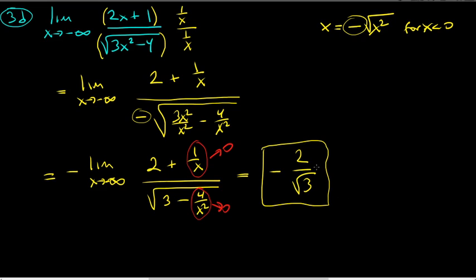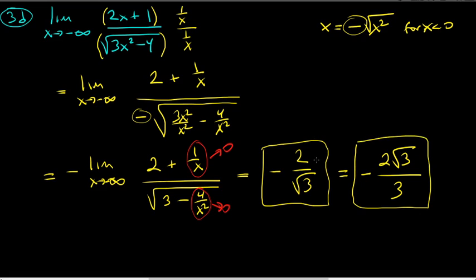And I think I've told you in class many times, I don't care if you don't rationalize the denominator. But if this were in the book, it would be written as negative 2 square root of 3 over 3. So just at least know that you can convert from one to the other. You just multiply top and bottom by square root of 3 here to rationalize the denominator. But either way is fine.